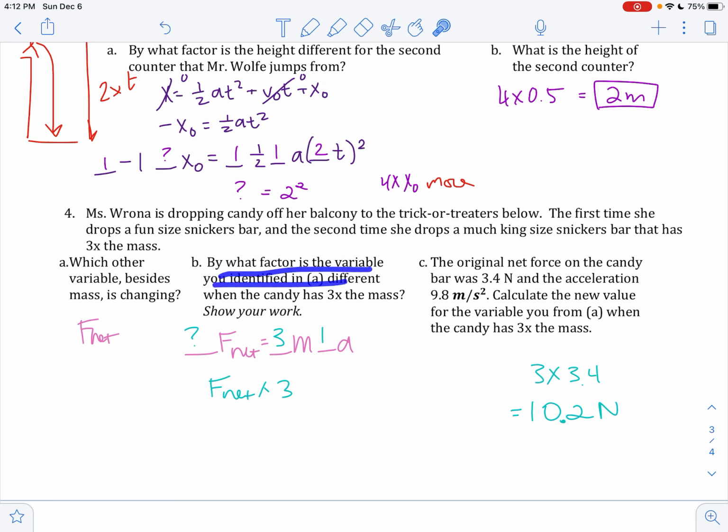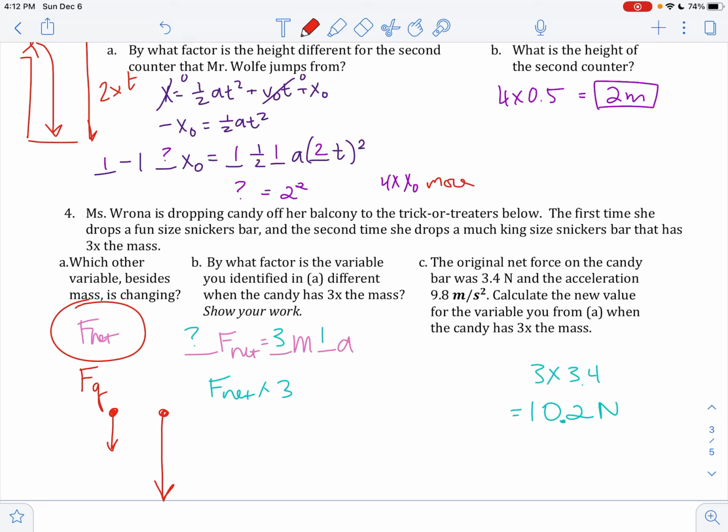Let's read this whole thing before we answer these. By what factor is a variable you identified different when the candy has 3 times the mass? Ooh, the net force on the candy. Calculate the new variable. Okay, so we're looking at F net equals MA or FG equals MG. So if there's more mass, if we were to draw an FBD, so here's the first one, and then here's the second one, the bigger force of gravity. So the net force is changing. And I'll show you how to do this. If you said FG, I'll show you how you could do that as well.